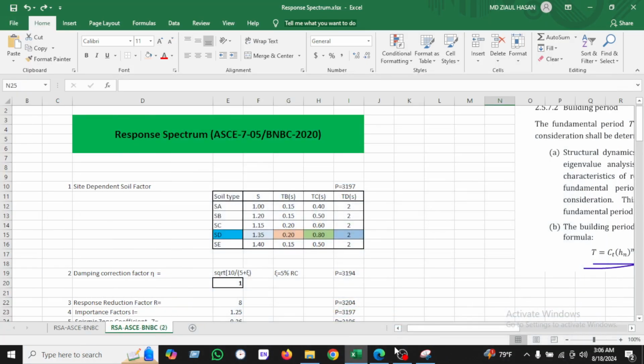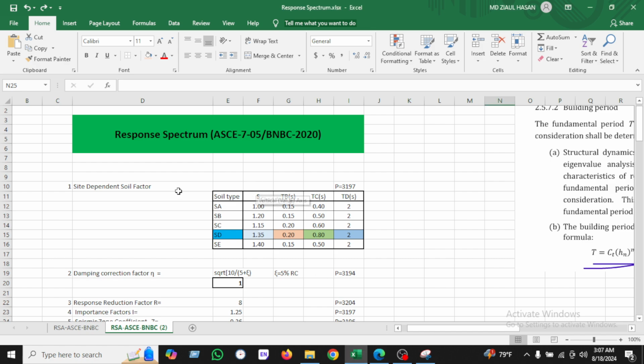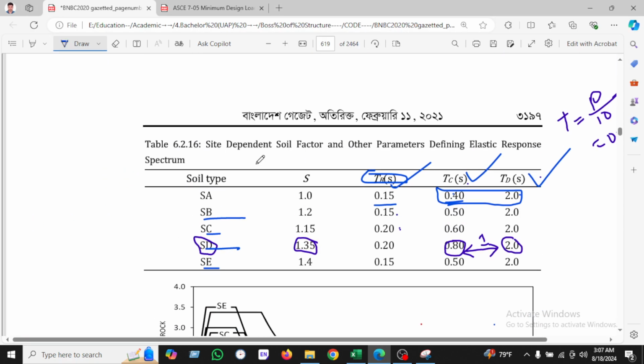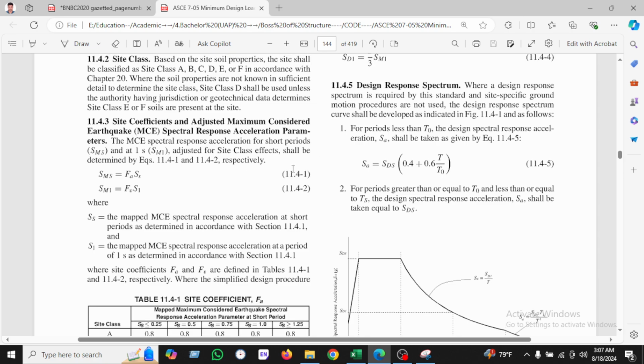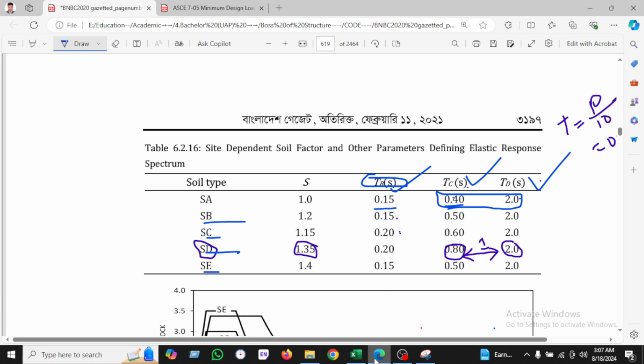Hello everyone, today I will show how to draw a response spectrum. So let's start. I will try to draw this response spectrum. At first, we have taken the soil factor, which is given in the BNBC and ASCE-7. Here are the BNBC book and the ASCE-7-05. So I am following BNBC and ASCE-7.